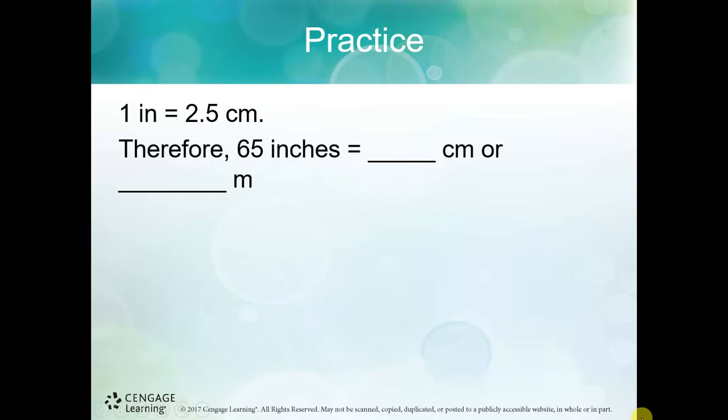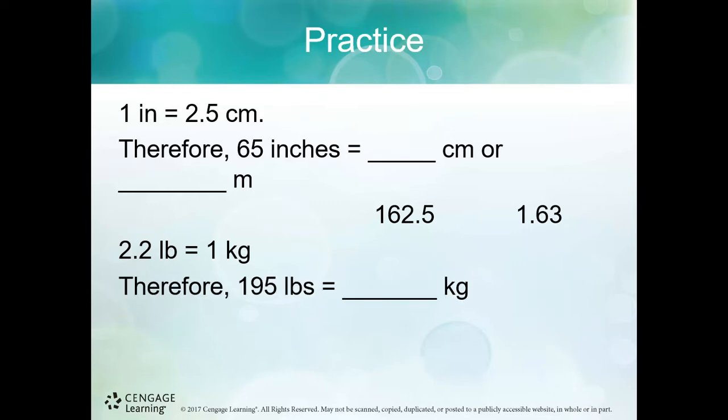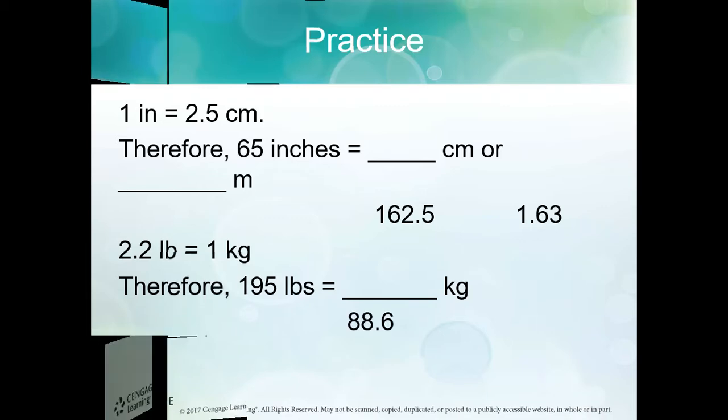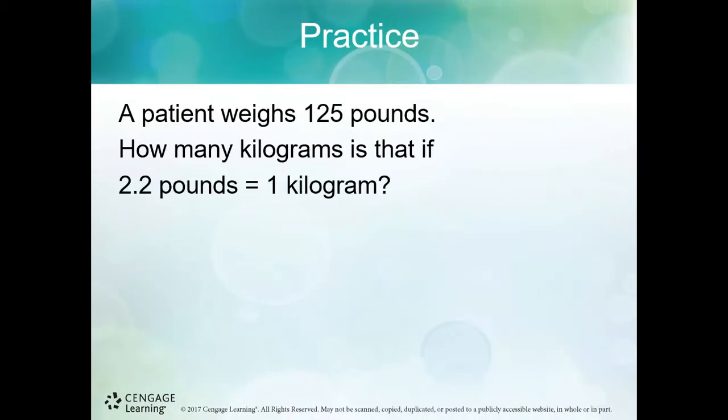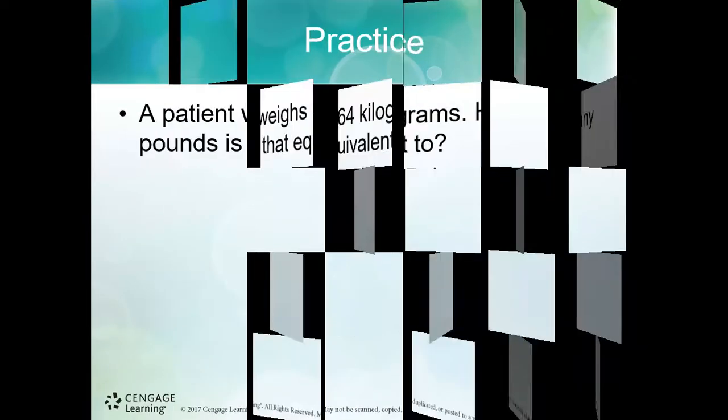Give that a try. Stop the video if you need a little time. There are your answers. 2.2 pounds equals a kilogram. Therefore, a patient who's 195 pounds is how many kilograms? Stop if you need to. There's your answer. Another one, a patient weighs 125 pounds, how many kilograms is that? There you go. Sorry, I was a little quick there.